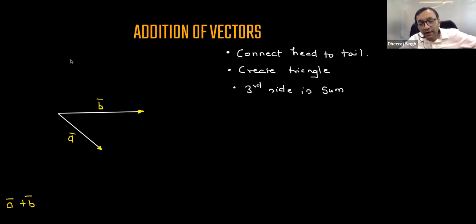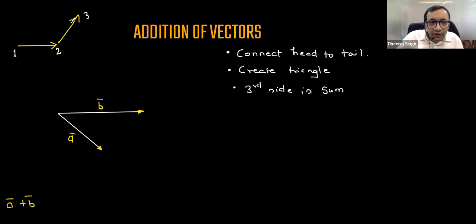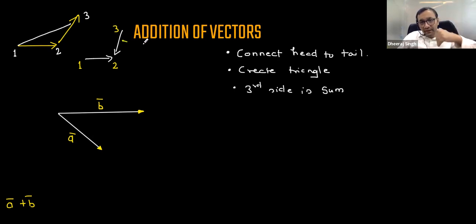Can we connect head to head? No, you cannot connect head to head. The reason is simple. The particle is going from 1 to 2, then 2 to 3. So this is the total displacement. That's how the triangle is made. If you connect head to head like this, will you be able to say that it went from 1 to 2, then 2 to 3? You will not be able to see that, because the direction of the second vector is like this. You can't imagine it like that. Is it clear or not?